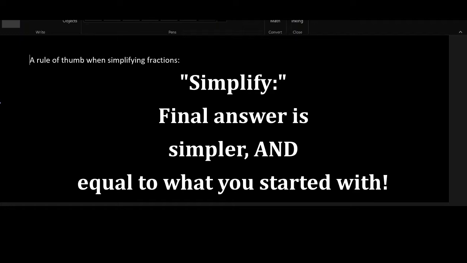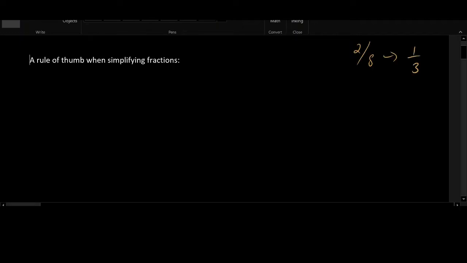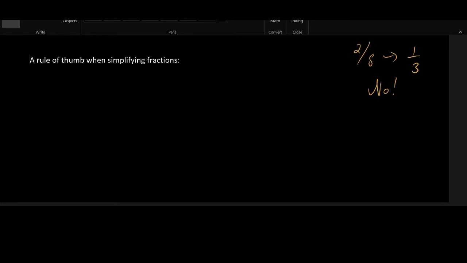You can't just simplify something like 2 over 8 to something like 1 over 3, because 2 over 8 is not equal to 1 over 3. So this doesn't count as a simplification, even though the numbers are smaller.